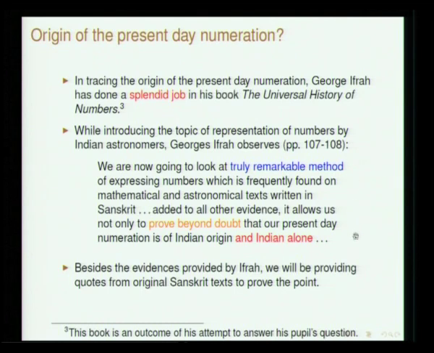After doing research for decades, he finally says with reference to the origin, we are now going to look at a truly remarkable method of expressing numbers which is frequently found on mathematical and astronomical texts written in Sanskrit, added to all other evidence. It shows us not only to prove beyond doubt that our present day enumeration is of Indian origin and Indian alone. Okay. So, this is what I wanted to convey through this.